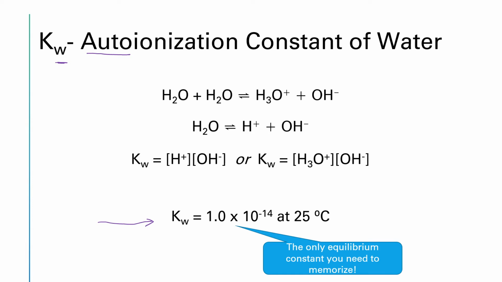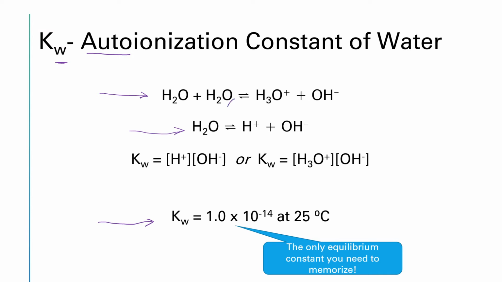This autoionization reaction can be written a couple of different ways. The way we saw it on the previous slide was two molecules of water in equilibrium with H3O+ and OH-. Personally, I'm not a huge fan of the whole hydronium formalism, so you'll see me write it the second way, H2O in equilibrium with H+ and OH-. If we go to write our Kw expression, if we write it based on the second equation, the shorter one, Kw is H+ times OH-. If we write it based on the first equation, we would write that Kw is H3O+ times OH-.